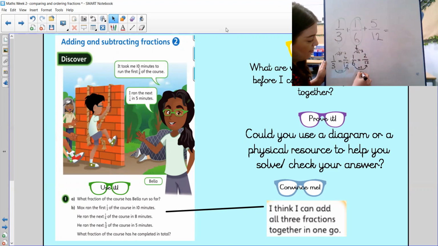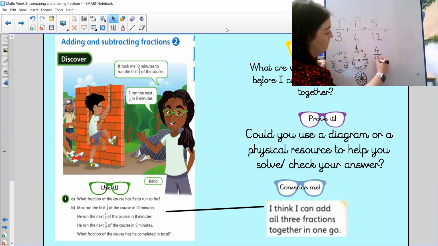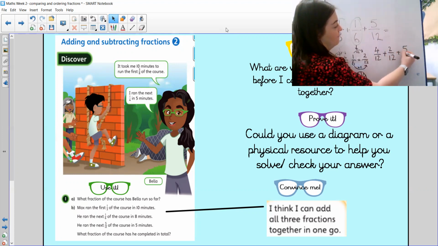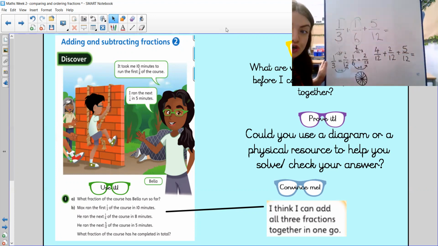Again, if you want to do that method of drawing it, you can. But that's where it gets a little bit tricky because you still need to know that 12 is 2 times as many as 6. Okay, so this is probably your most efficient method. So 1/3 is equivalent to 4 12ths, 1/6 is equivalent to 2 12ths. So now I can substitute these twelfths into this number sentence. So 4 twelfths, add 2 twelfths, add 5 twelfths, and then that should get me my answer.